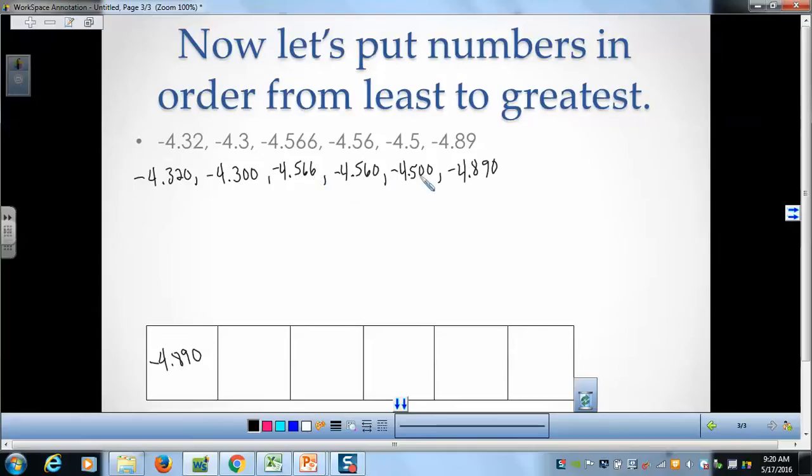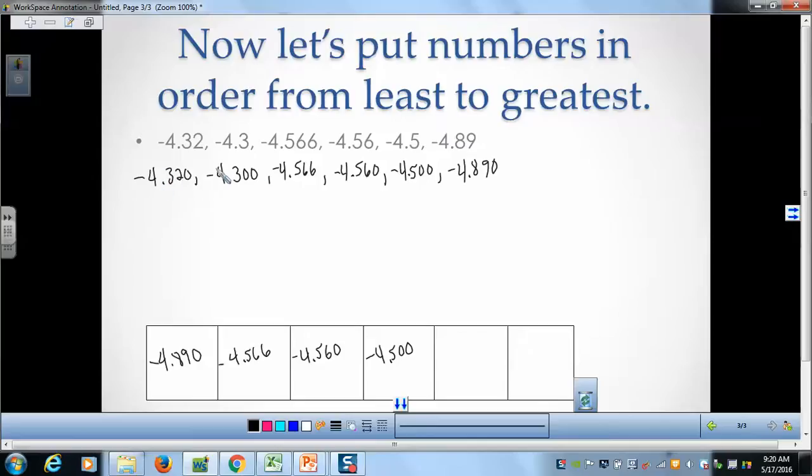And then 500 thousandths. So 566 is bigger than 560 and 500. So since this is the bigger negative number, it has to be farther to the left. So it would be like this. And then we have negative 4.560 and then negative 4.500, like that.